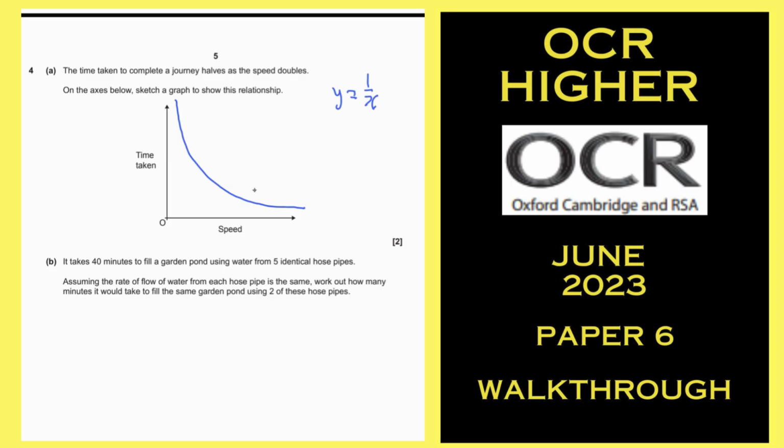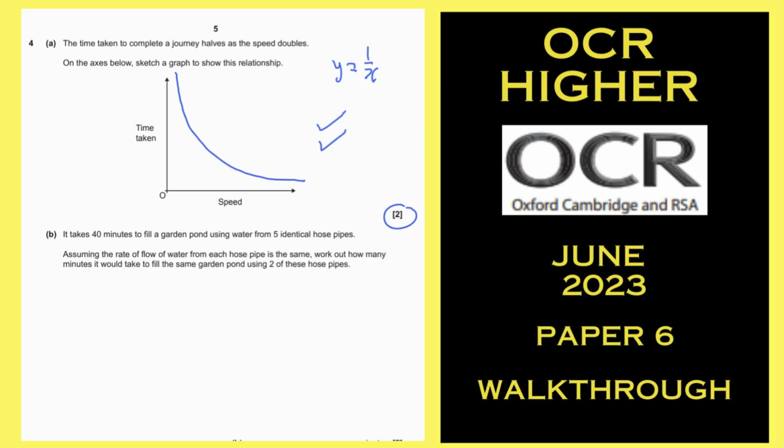You get 1 mark for the correct shape and 1 mark as long as it doesn't do anything stupid, and stupid would be something like touching the y-axis or touching the x-axis. It shouldn't intersect, shouldn't brush, should not be anywhere near. Keep it like mine and you'll bag the 2 marks.